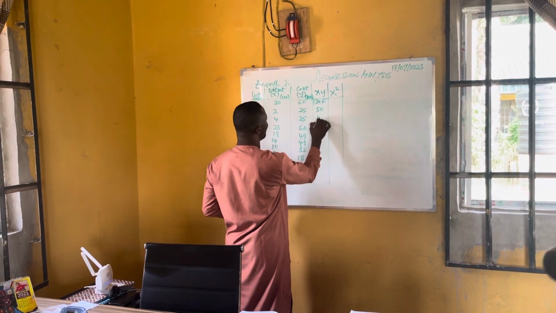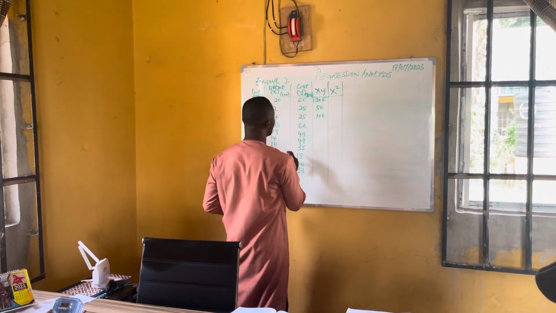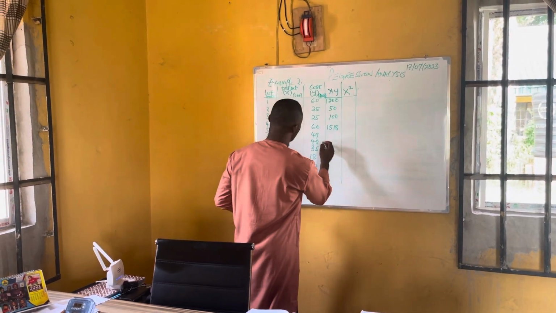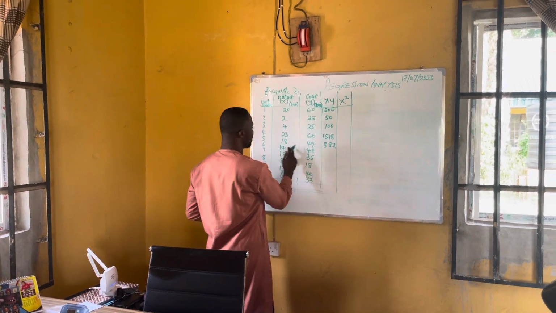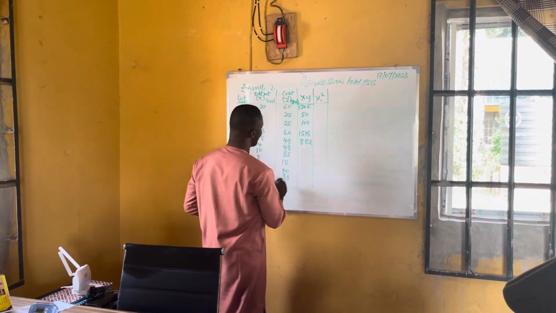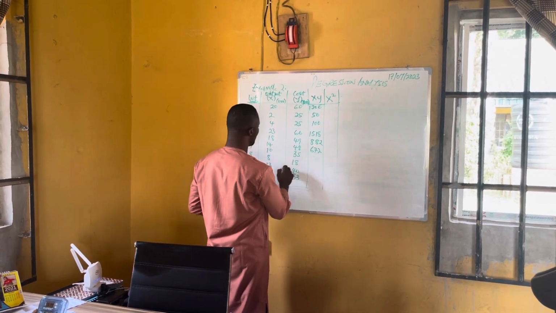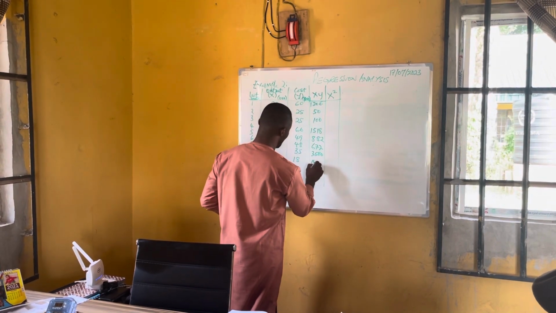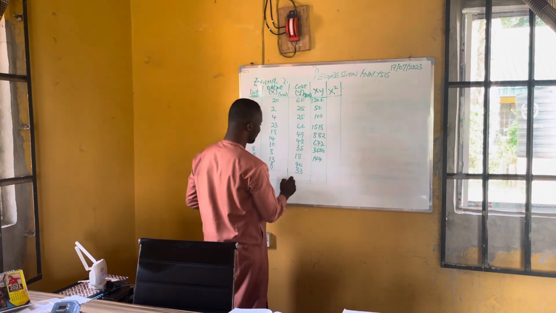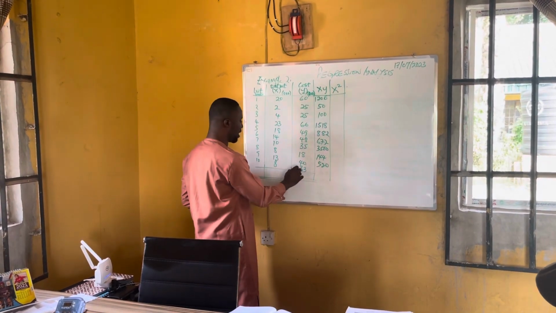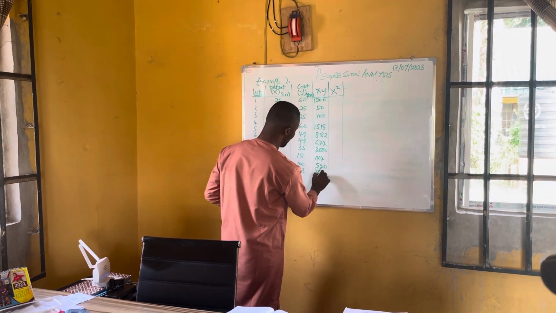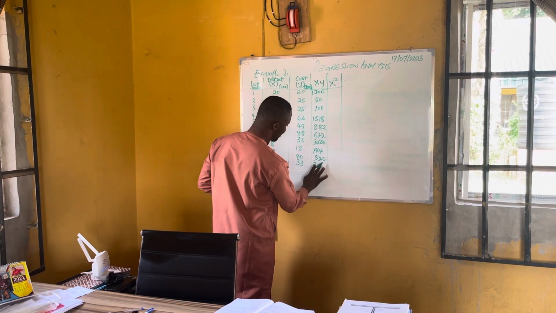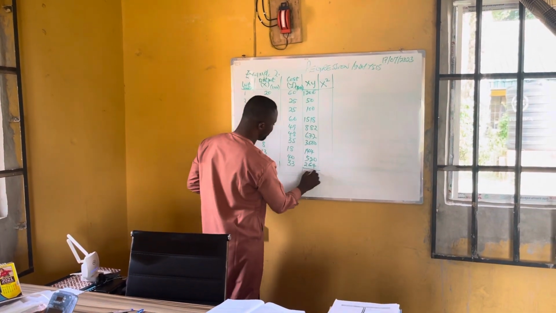4 times 25 is 100. 23 times 66 is 1518. 18 times 49 is 882. 14 times 48 is 672. 10 times 35 is 350. 8 times 18 is 144. 13 times 40 is 520. And 8 times 33 is 264. So that is that.